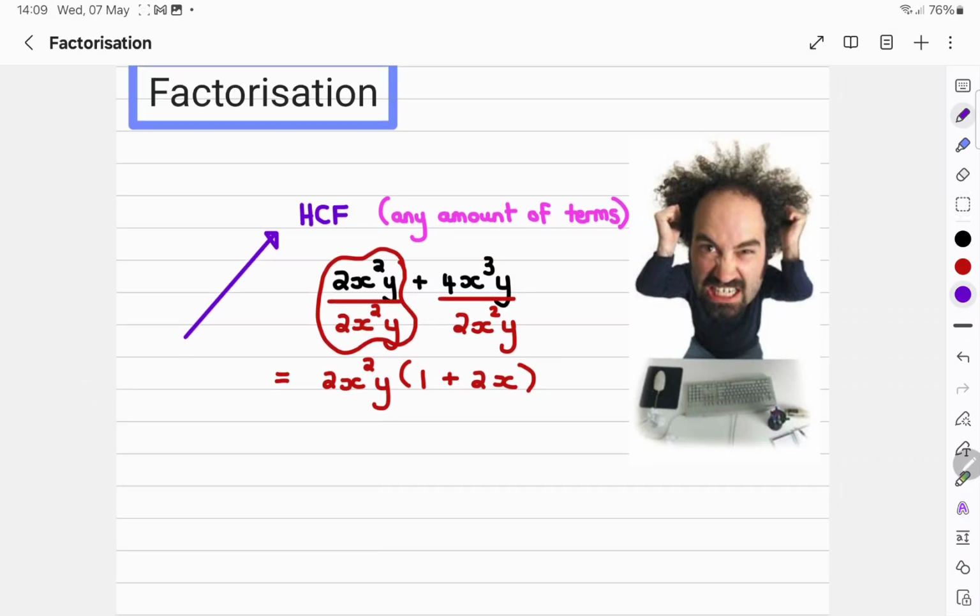It feels like you want to do something else, but remember, factorize is just make many terms one term. Now we can see both of these are multiplied with each other, which means it is one term.